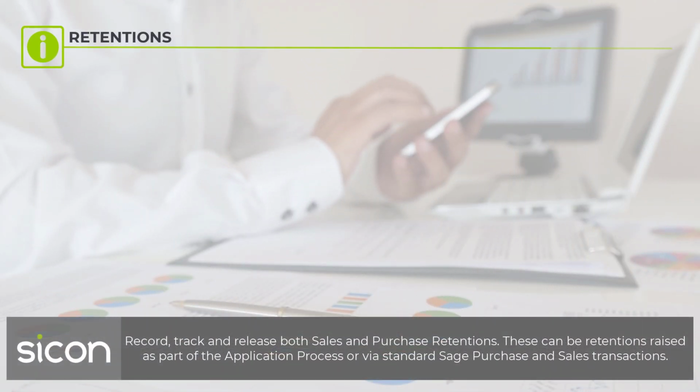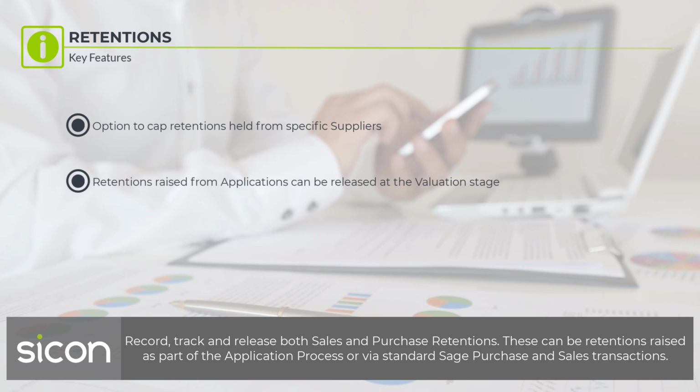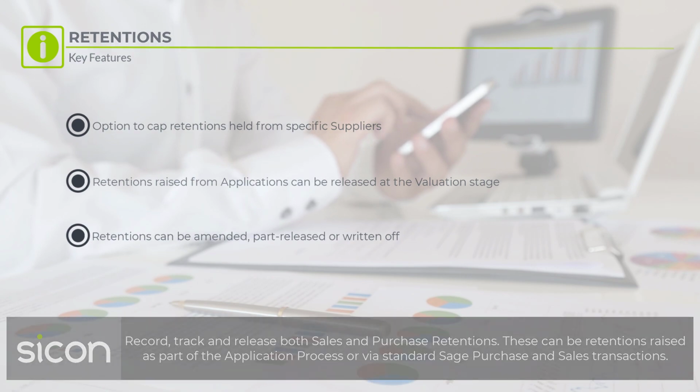Retentions. Record, track and release both sales and purchase retentions. These can be retentions raised as part of the application process or via standard Sage purchase and sales transactions. Key features include options to capture retentions held from specific suppliers. Retentions raised from applications can be released at the valuation stage. Retentions can be amended, part released or written off.